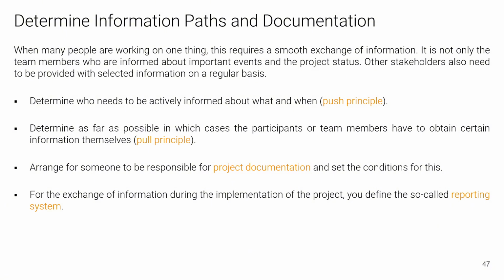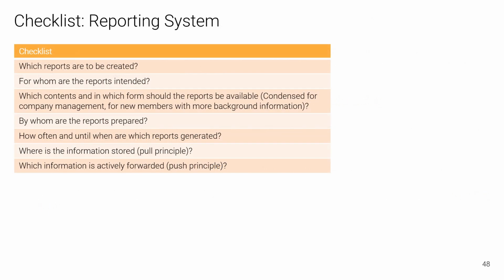Third, arrange for someone to be responsible for project documentation and set the conditions for this. And fourth, for the exchange of information during the implementation of the project, you need to define the so-called reporting system. Once again, I have a checklist for you. The questions will help you to think of the important points of reporting. Here we see once again what needs to be done, for example, which reports need to be created and for whom. Work through these questions thoroughly for your project.